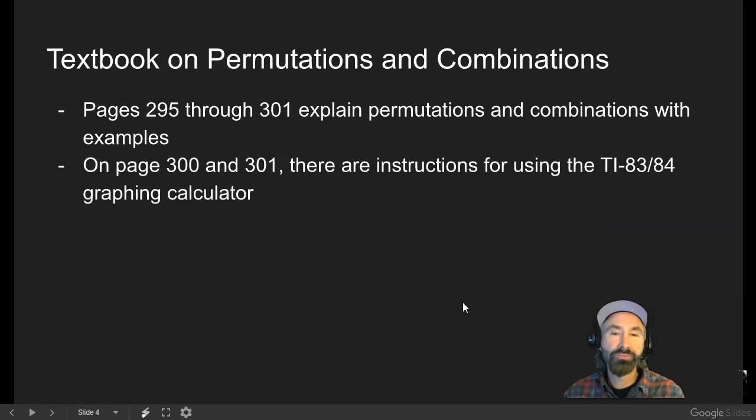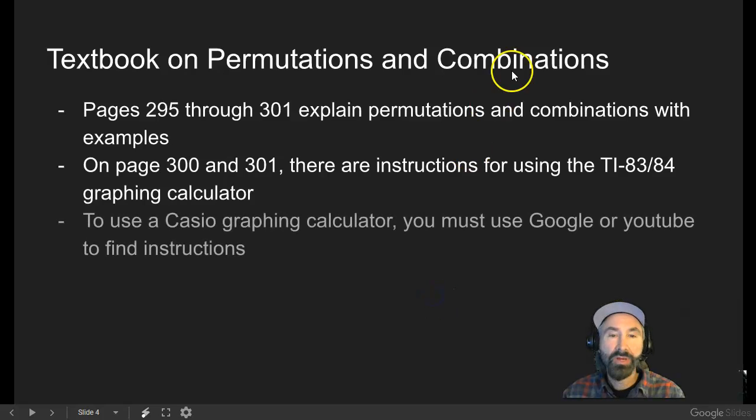On page 300 and 301, there's instructions for using the TI-83 and TI-84 graphing calculators for permutations and combinations. Unfortunately, there are no instructions in the textbook on how to use Casio. You will need to use Google or YouTube.